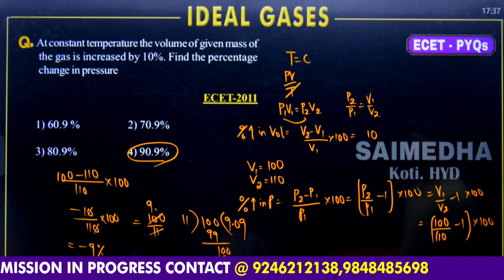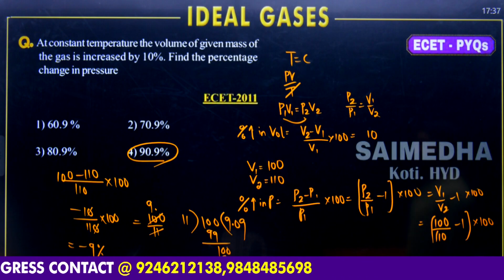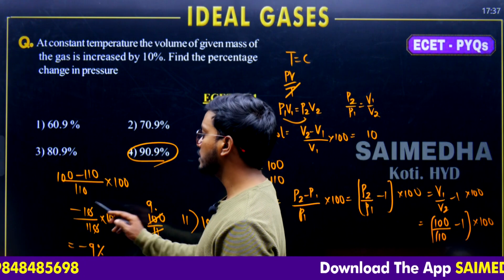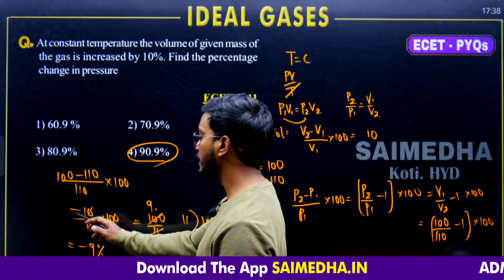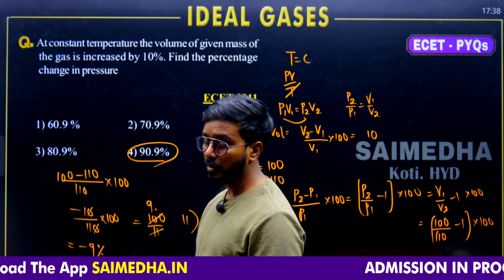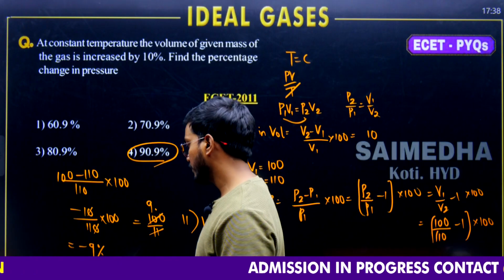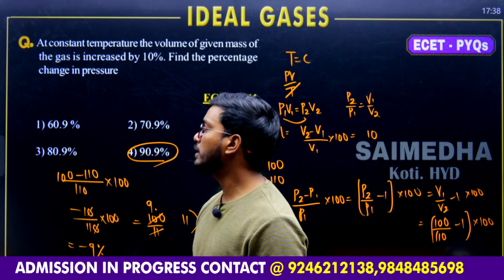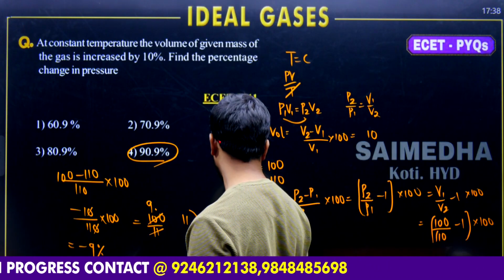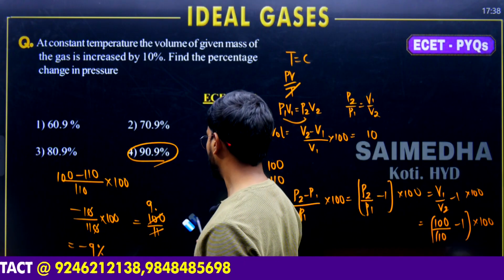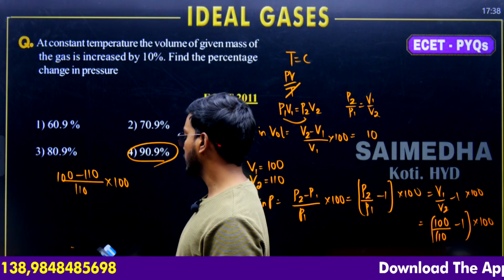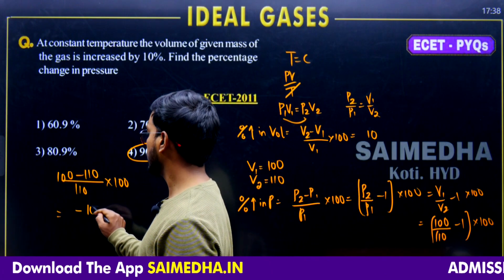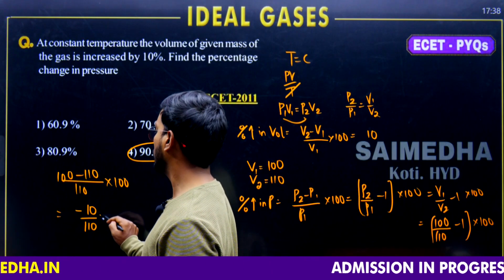Because overall we can think like this: if the value is 100, reduced by 10% in the minus sign, your answer would be 90. But the volume is not equal to 100, it is more than 100. If it is more than 100, the value should be lesser than 90. Okay, my mistake. So we can write it here itself. What is this value now? This is minus 10 divided by 110 into 100.